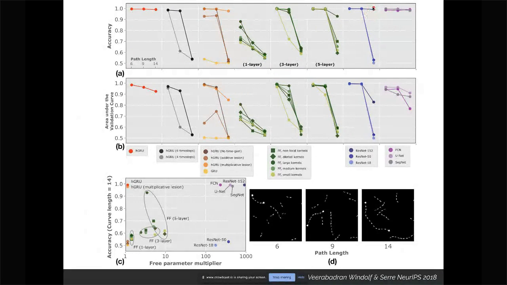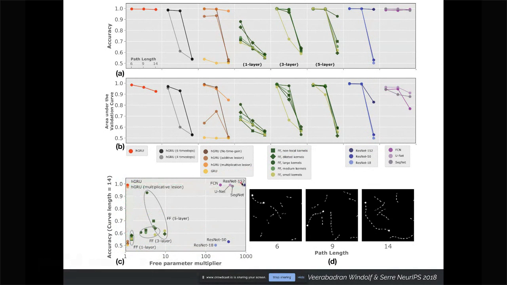However, for the longest contour, 14, we had to go all the way to 152 layers of processing to solve what would seem to be an otherwise kind of trivial visual task. So if we replot this data, where here on the x-axis is essentially the percent multiplier, the number of parameters multiplier compared to our baseline architecture, which is the H-GRU. So here we have perfect accuracy with a multiplier of 1.